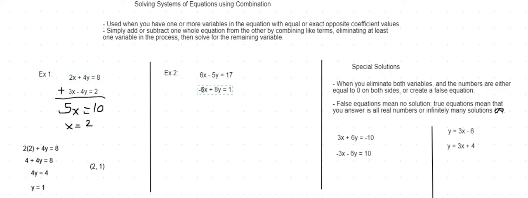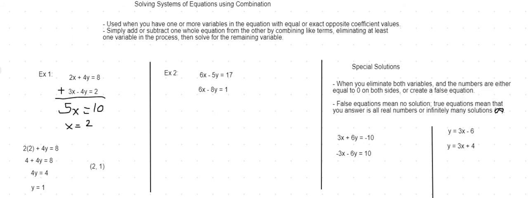Now, what happens if you have, in this case, I think that's supposed to be a positive. I think I mistyped that. Let me just change that really quick. I wanted to do this, and I also wanted to do this. There we go.